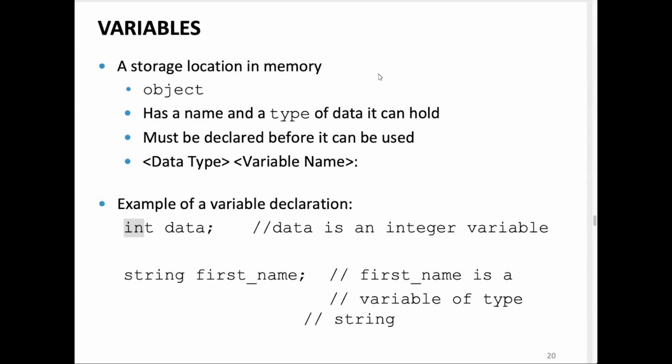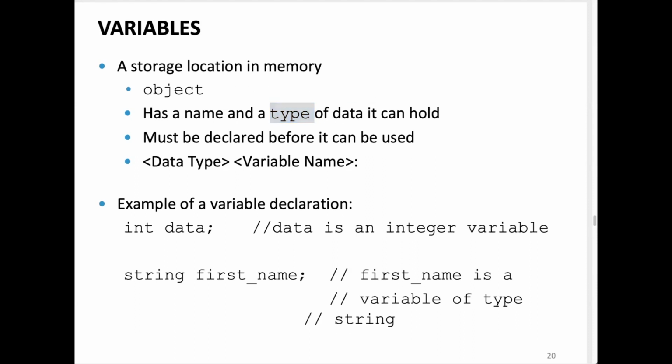Let's talk about variables in this video. A variable in C++ and other compiled languages is basically a storage location in memory. At runtime, these variables are what we call objects in the object-oriented programming sense. Each variable has a name and also a type. The type of a variable is the one that dictates how much memory it needs.